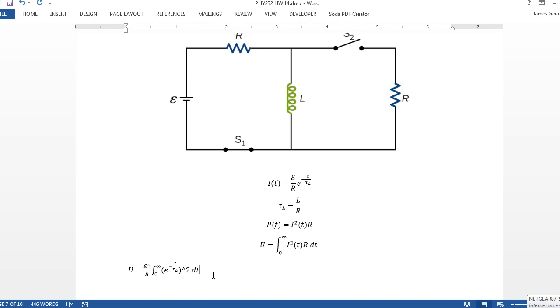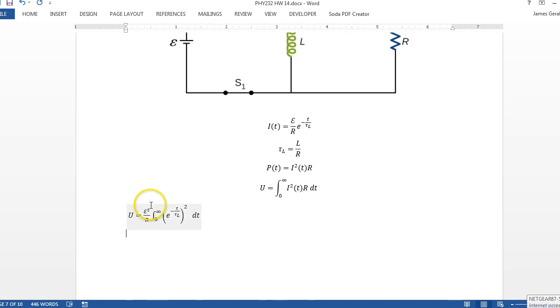Didn't end up being the prettiest equation. There we go.